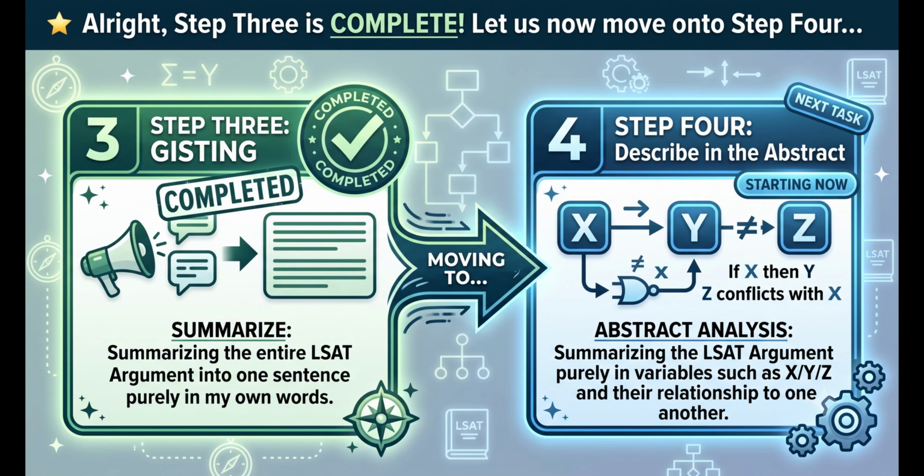Alright, we have now completed step 3, gisting: summarizing the entire LSAT argument into one sentence purely in my own words. Let us now move on to step 4, describe in the abstract, which is summarizing the LSAT argument purely in variables such as x, y, z, and their relationship to one another.